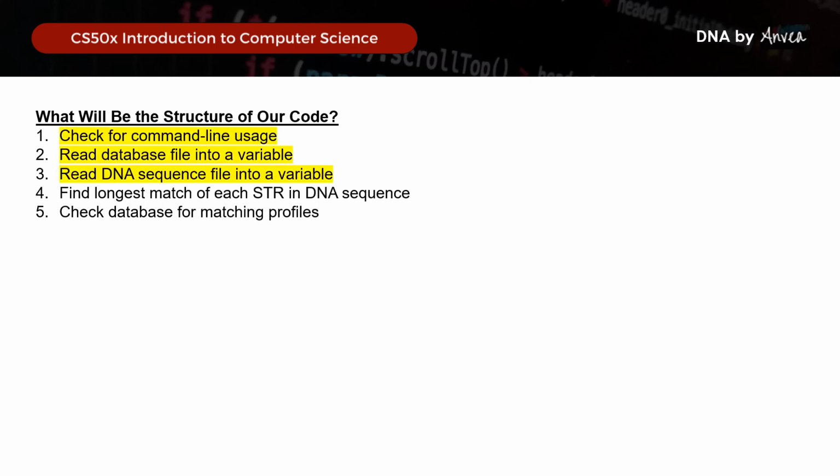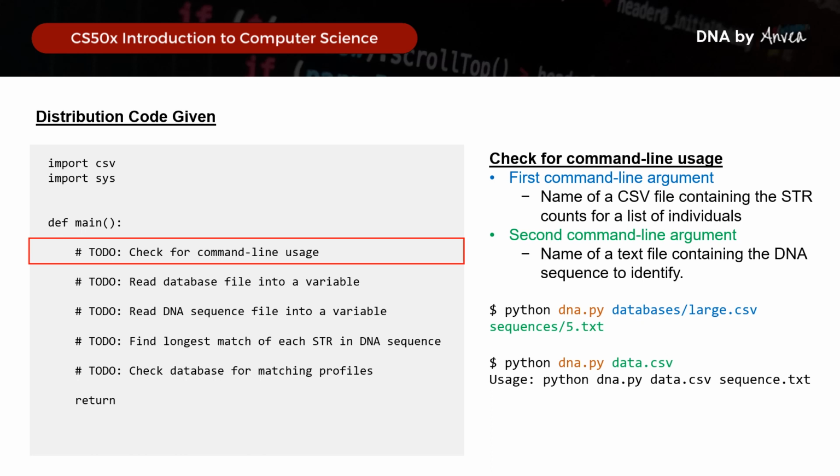So first, we will check for the command line usage, and basically the system needs to make sure that we key in the database and sequence file names. So you can see that the system should check that we key in the DNA file, and then database file, and then sequence file. So the total number of arguments is 3. Simply put, if the length of arguments represented by len sys.argv does not equal 3, we can then exit using sys.exit and print this error message to remind the user that there should be 3 arguments in total.